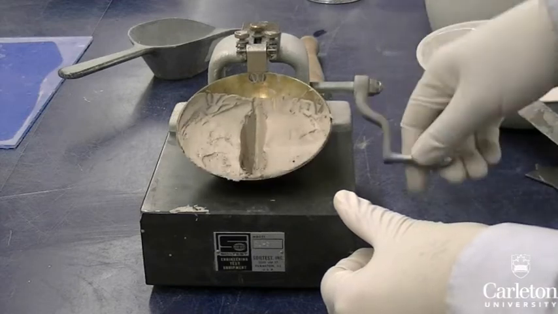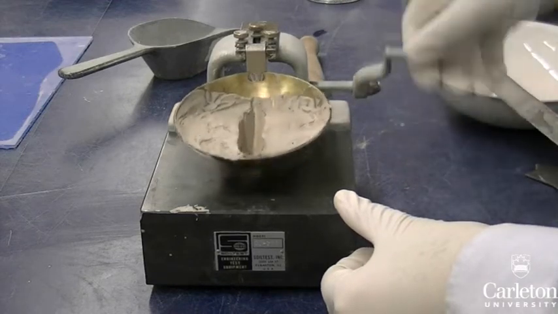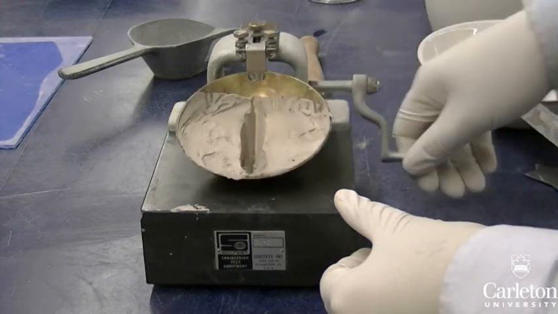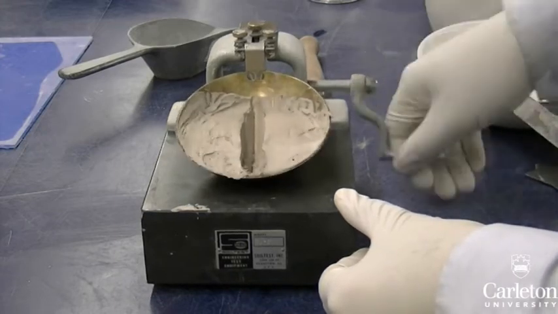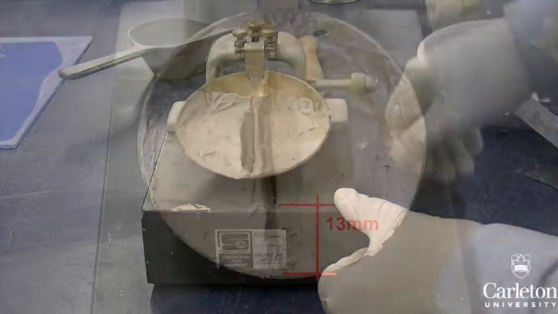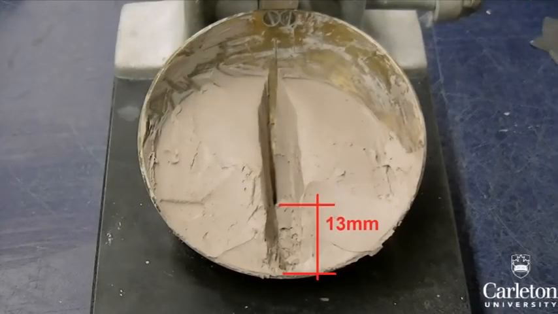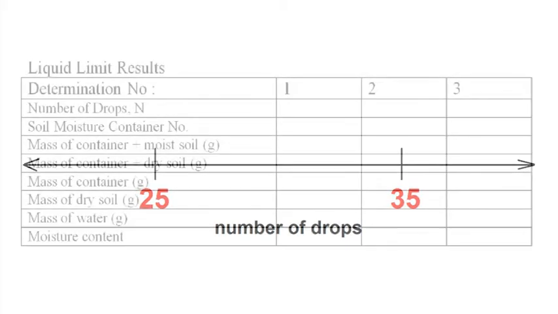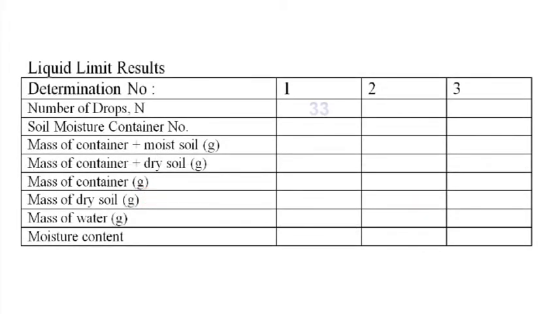Start turning the handle continuously, counting the number of drops. As the sample drops, the two halves of the sample will approach and eventually meet each other. Stop the test once the contact length between the two halves of the sample is greater than 13 millimeters. Ideally, the number of drops will be between 25 and 35. If this is the case, then the test was successful. Record the number of drops in a table.